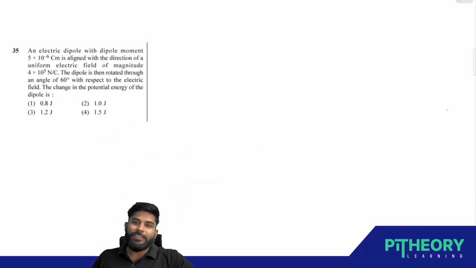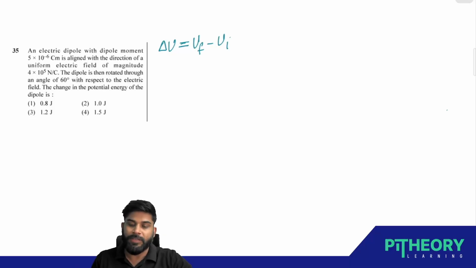Here we have our next question, question number 35. An electric dipole with dipole moment 5 into 10 to the power minus 6 coulomb meter is aligned with the direction of a uniform electric field of magnitude 4 into 10 to the power 5 newton per coulomb. The dipole is then rotated through an angle of 60 degrees with respect to the electric field. What is the change in potential energy of the dipole? Change in potential energy means the final potential energy minus the initial potential energy, correct?